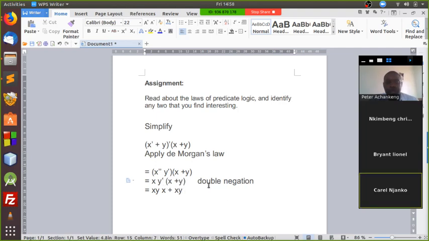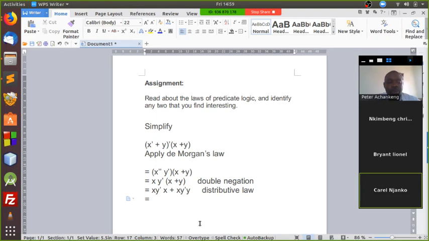I missed a prime here, right? And then xy prime times y. And which law have I used here? The distributive axiom, or the distributive law. Is that okay up to that point? Yes, sir. All right. So it's worth noting that the multiplication operator, I'm just ignoring it because x times y, we just always represent it as xy.